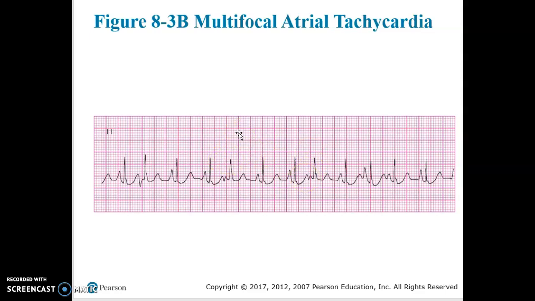So I hope this helps you guys in understanding. You're going to ask yourself those same questions as we go through every rhythm moving forward. So please make sure that you understand those questions and you apply those questions to every single strip.